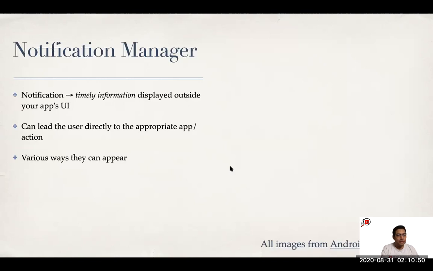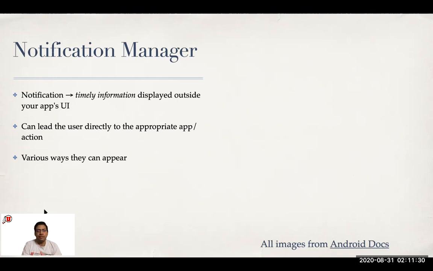Next, we have a notification manager. Notifications, as you can imagine, are sometimes the appropriate information that needs to be shown even in the middle of the app, and mainly outside the UI of the app. So you get a notification about a new email, you can get a notification about low battery status, and so on. Okay. And these can take the user to the appropriate action in the app.